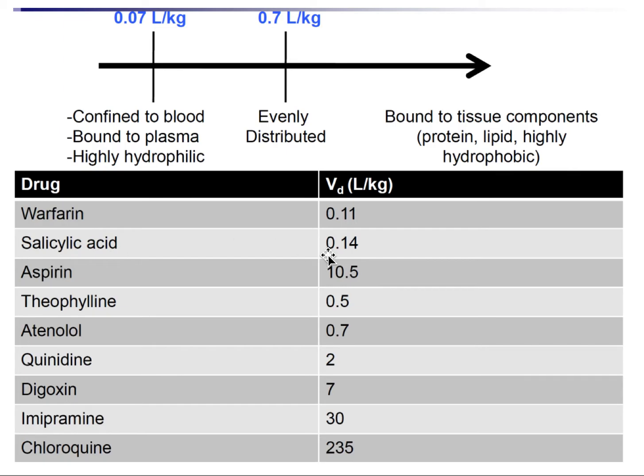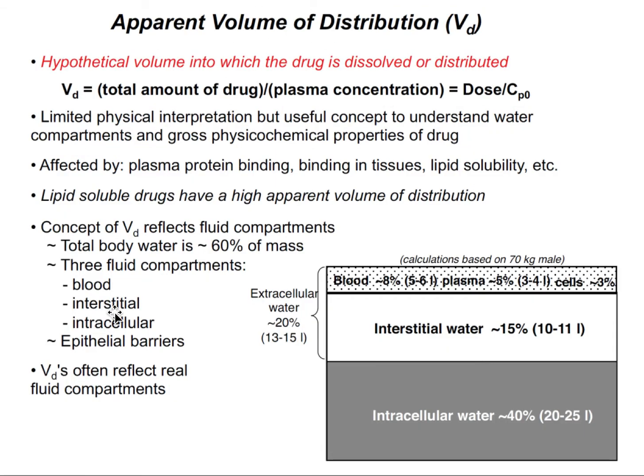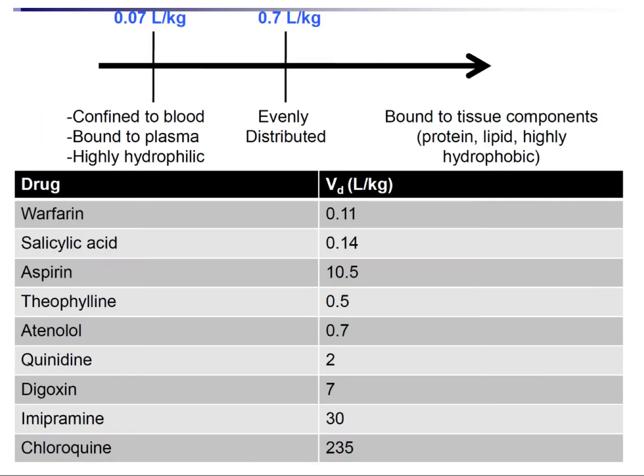So for these, you get a sense that if stuff is too hydrophilic or too hydrophobic, it's not going to be evenly distributed in the body, because there's water in the body, but there's also some stuff that isn't like water in the body as well. And so what it's trying to do is say, okay, is it going to be evenly distributed or not?